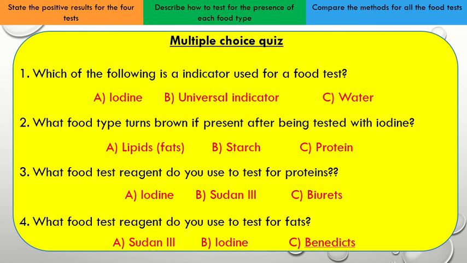Then lastly, number 4, what food test reagent do you use to test for fats? Is it A, Sudan 3? Is it B, iodine? Or is it C, Benedict's? The teacher can pause this now for 30 seconds or so. Write down and make sure you've got an answer to all of these 4 questions. Once you're ready to move on, the teacher can then press play again and the answers will be up on the board in a second.